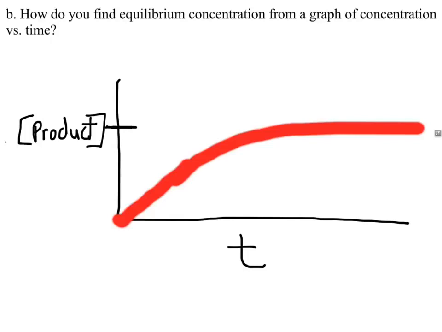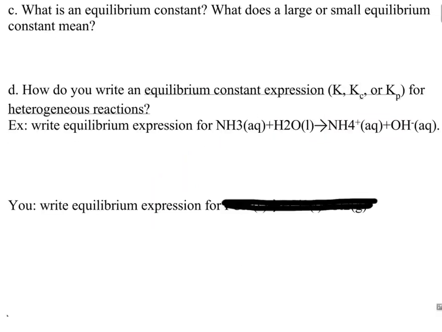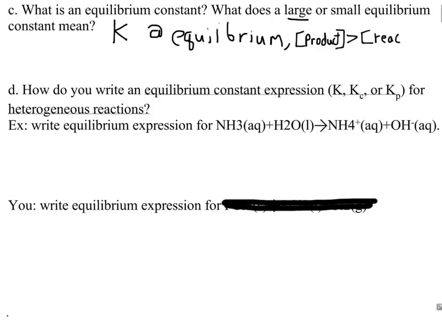So you can find that concentration, and that would be the concentration at equilibrium. It's when it levels off. So an equilibrium constant is just a ratio of products to reactants at equilibrium. The symbol is capital K, big K. So at equilibrium, if K is large, that means there are more products than reactants because it's calculated as products over reactants. Another way of saying that is that it's product favored.